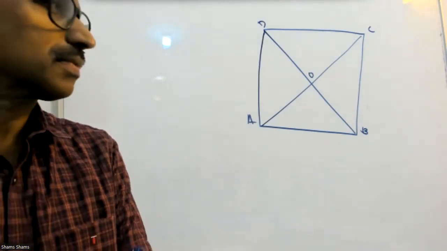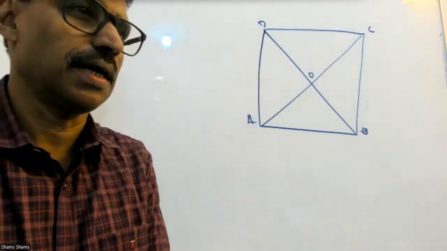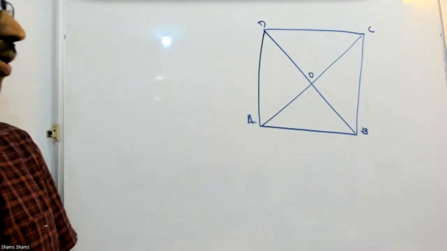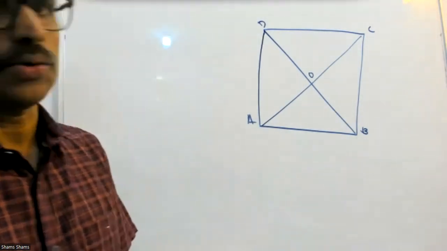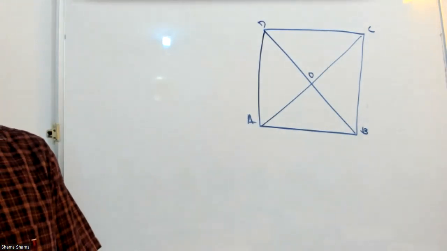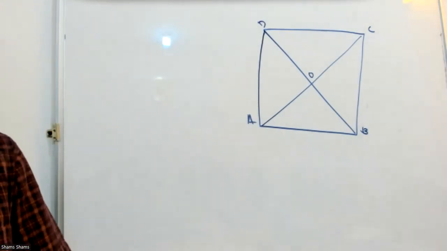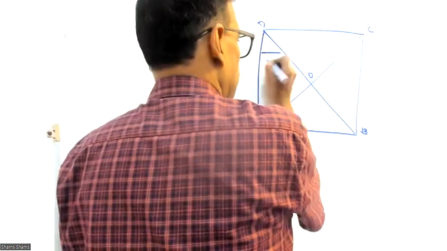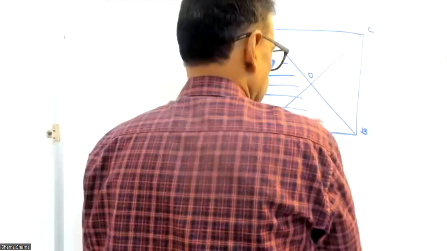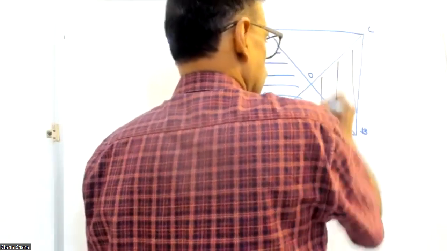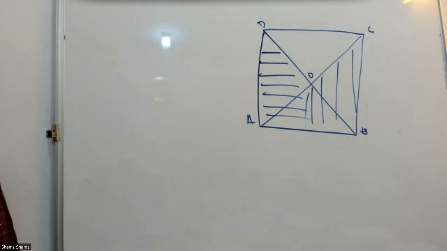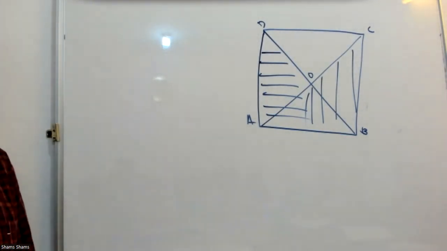Listen. The point number one is what? AC equal to BD. Point number two, OA equal to OC, OB equal to OD. Point number three. Look here. Don't write now. Like the first question we did here, take these two times.